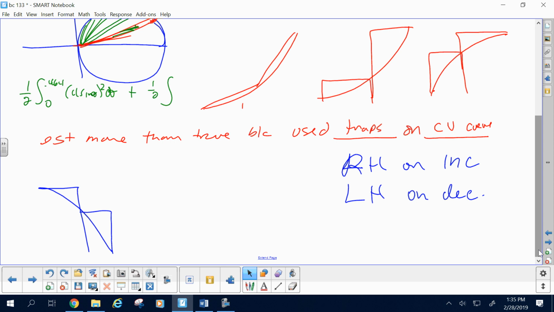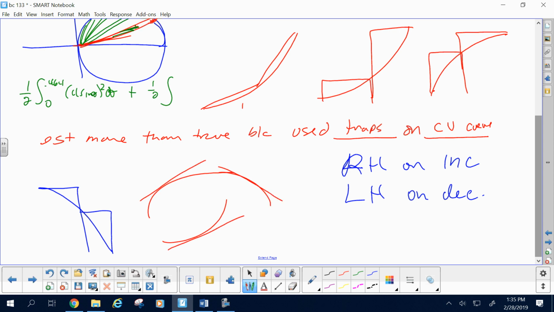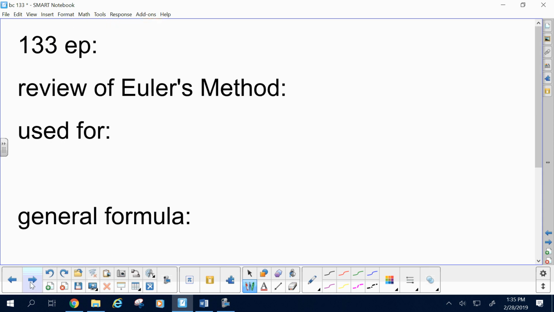When does a tangent line overestimate? If the curve is concave down. Does increasing or decreasing matter on over or underestimate by tangent? Here's concave down, here's concave up, and that's what it's all about. It doesn't matter if it's increasing or decreasing. It's all about concavity for tangent.